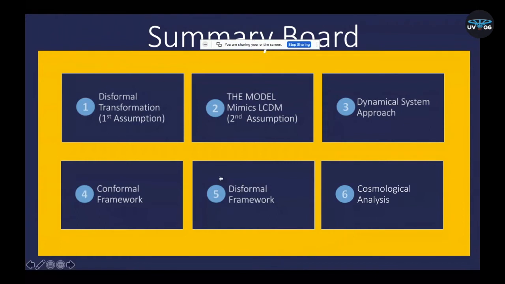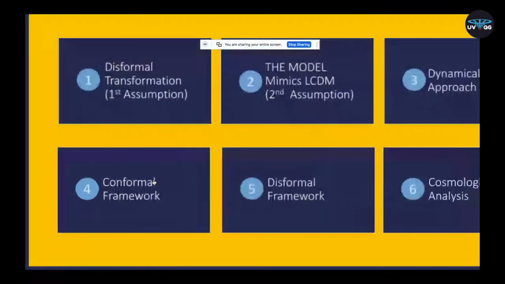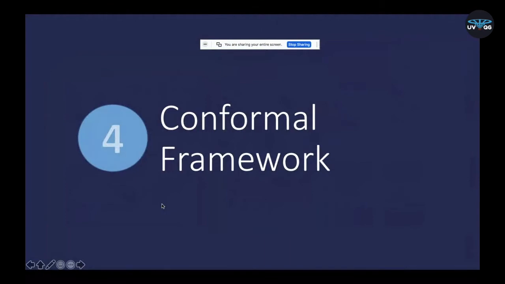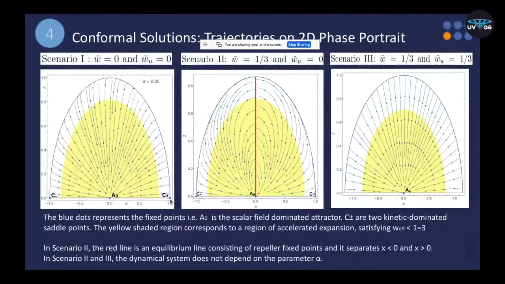So we're going to dive into when our couplings are purely conformal. That is when D is equal to 0, sigma is equal to 0, and beta is equal to 0. So this is the solution that we have. And for the three scenarios, this is what we obtain.